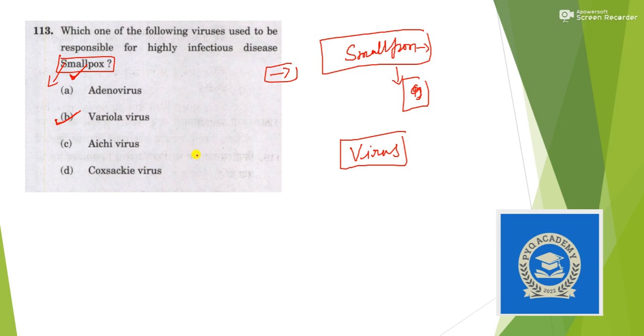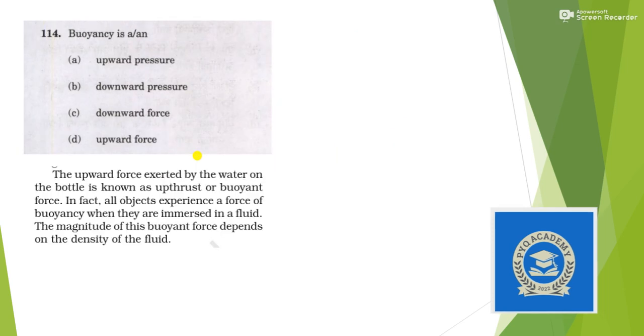Okay, let's come to next question. Buoyancy, very basic concept asked from the class 9 chapter. I think pressure. So I pick this from the upward force exerted by the water on the bottle is known as upthrust. Okay, so buoyancy is the upward force, not pressure. Thrust is nothing but a force. Upward thrust means upward force. Okay.